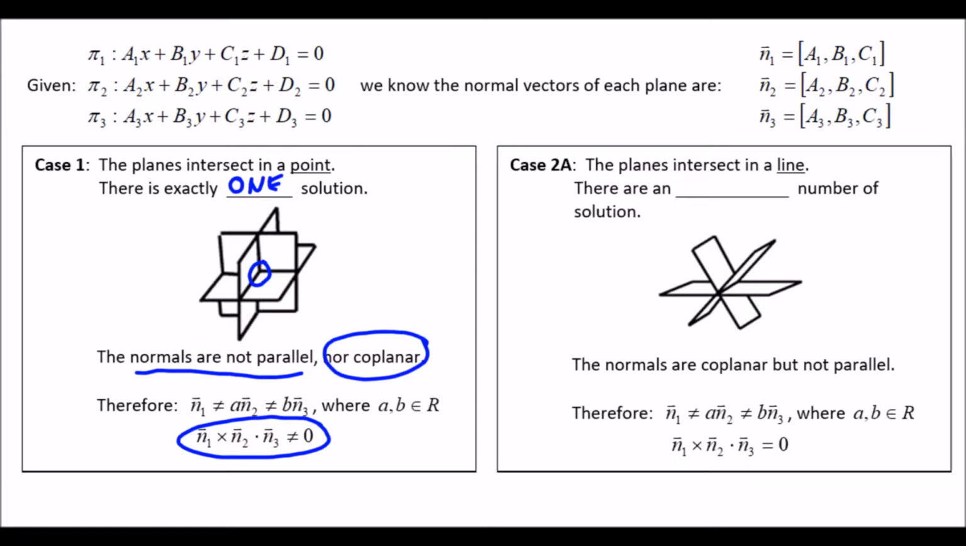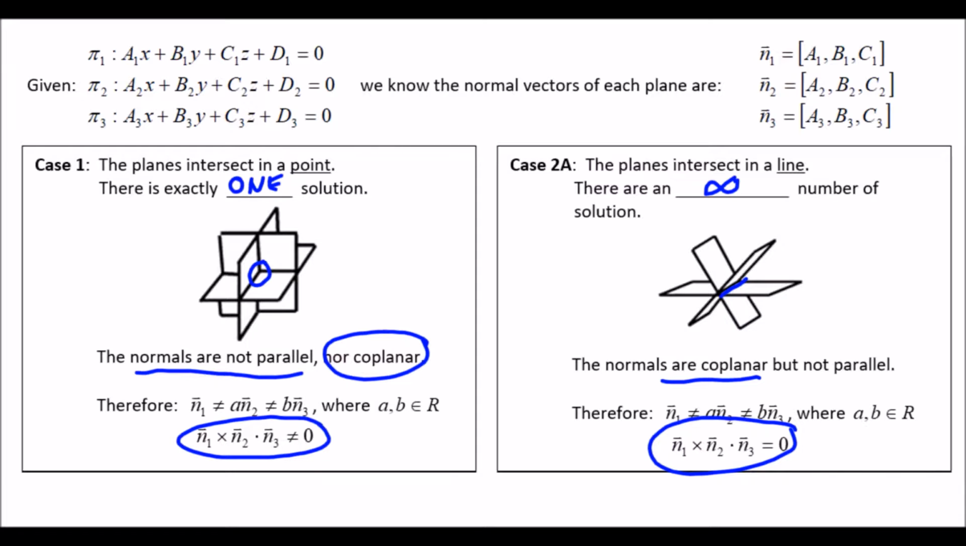Case 2. Case 2a actually, the planes intersect in a line. So here there are an infinite number of solutions because they all meet at this line right there, as I've poorly drawn. The normals are coplanar but not parallel, so they are coplanar. So what does that mean, Mr. Wills? N1 crossed with N2 dotted with N3 gives you 0, so that's coplanar. And again, they meet at a line.